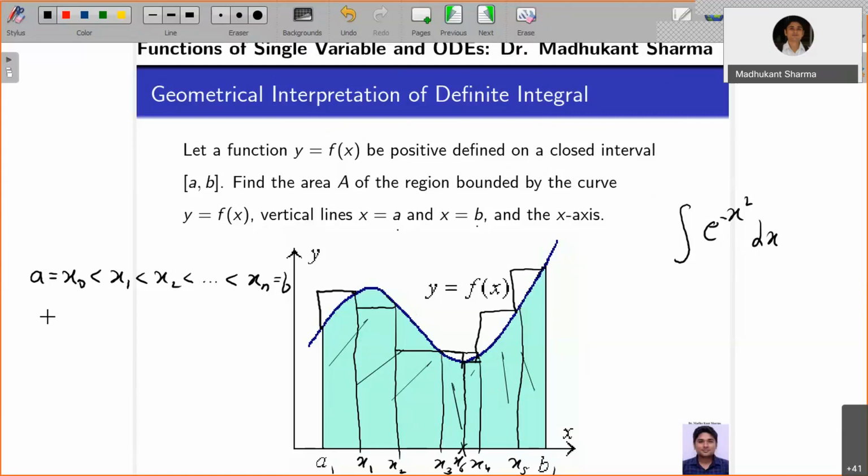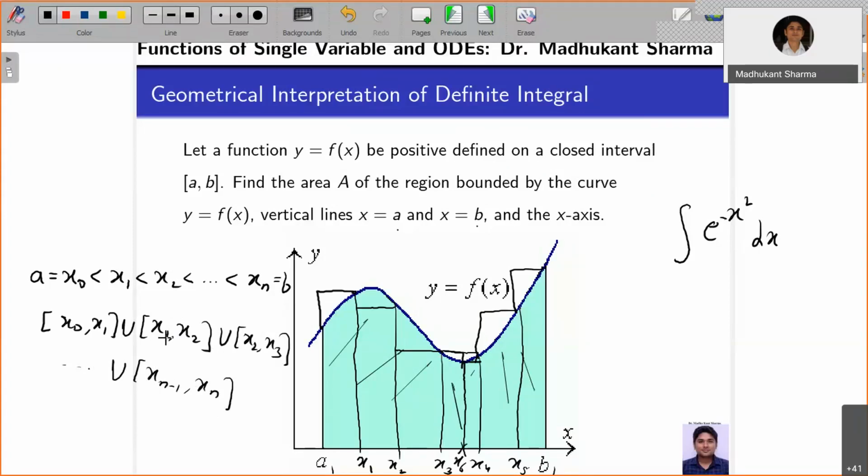Okay, so you have x0 to x1, non-overlapping intervals, union x1 to x2, union x2 to x3, and so on, up to union xn minus 1 to xn. So we are subdividing into n sub-intervals.